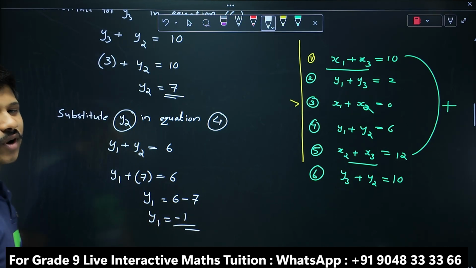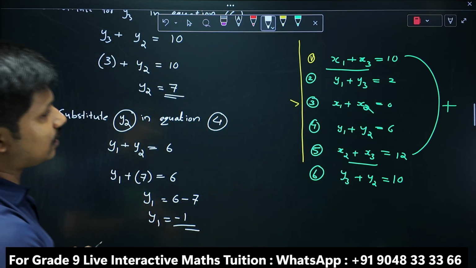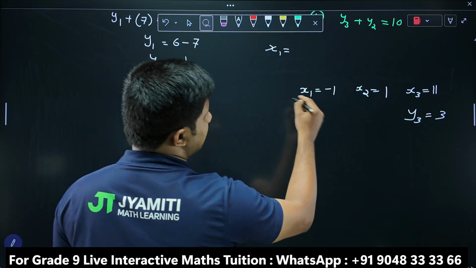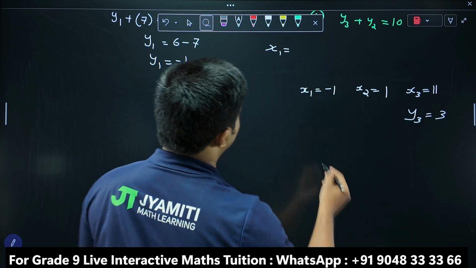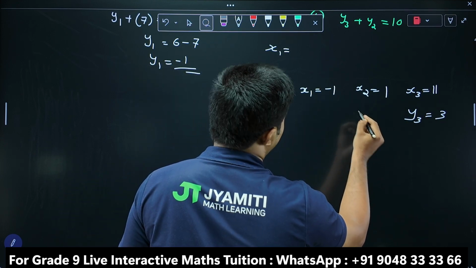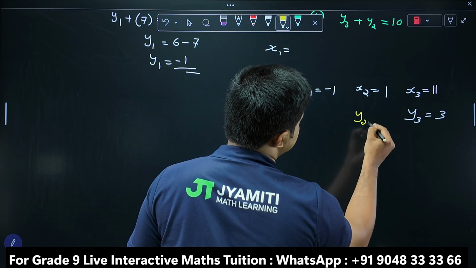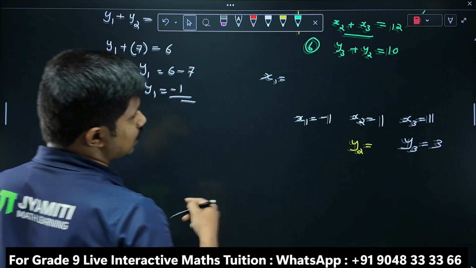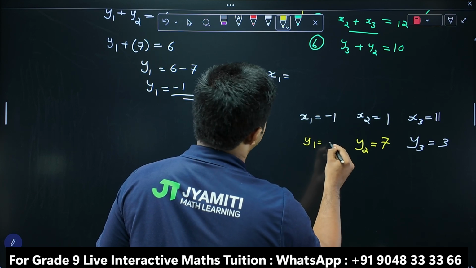So finally we got all the necessary coordinates. Let's write down the value of each one. So we already found x1 equal to minus 1, x2 equal to 1 and x3 equal to 11. Now we have found y2 equal to 7 and y1 equal to minus 1.